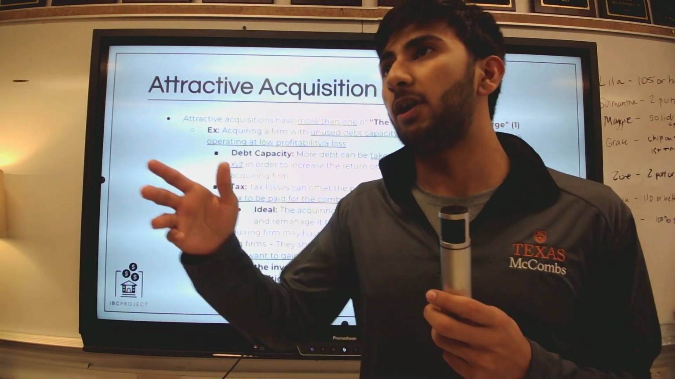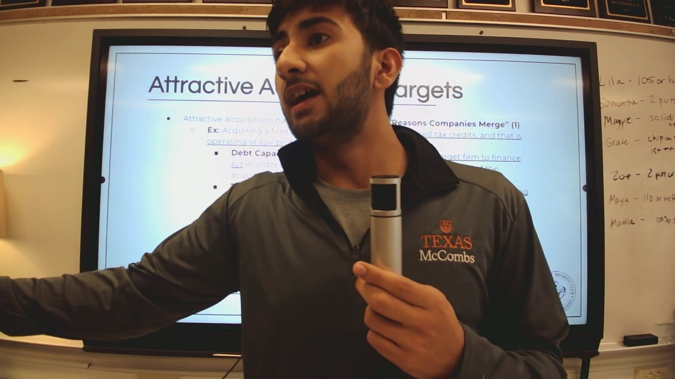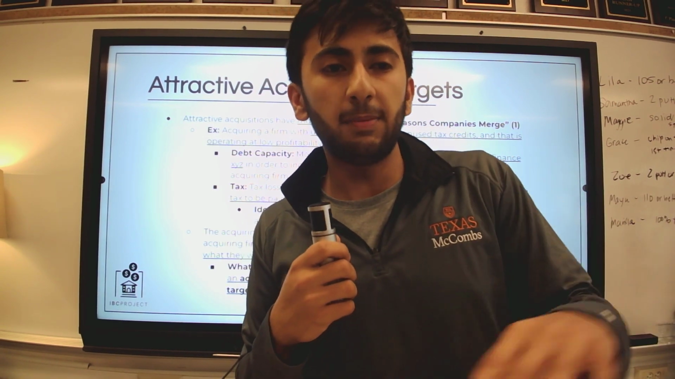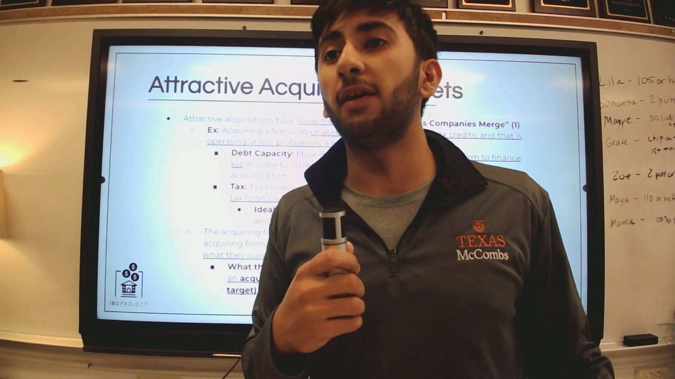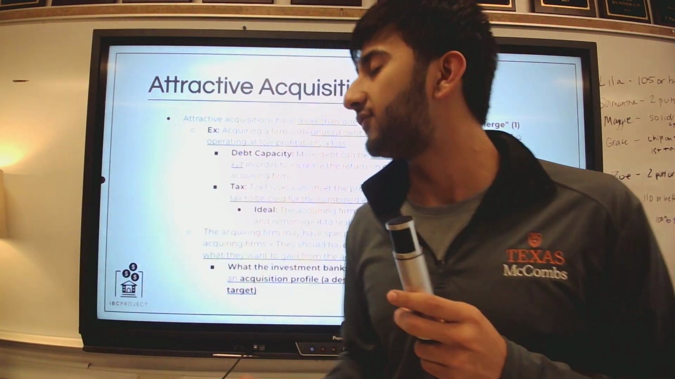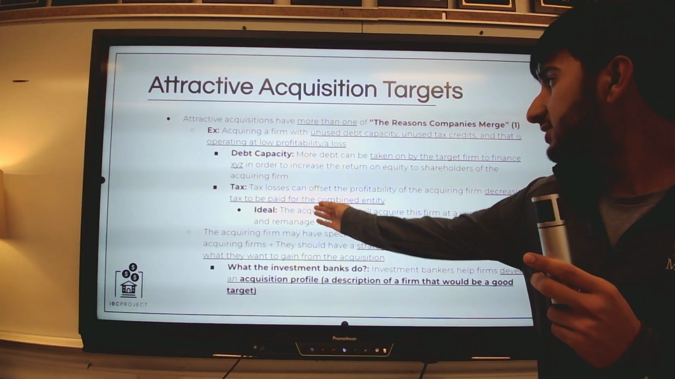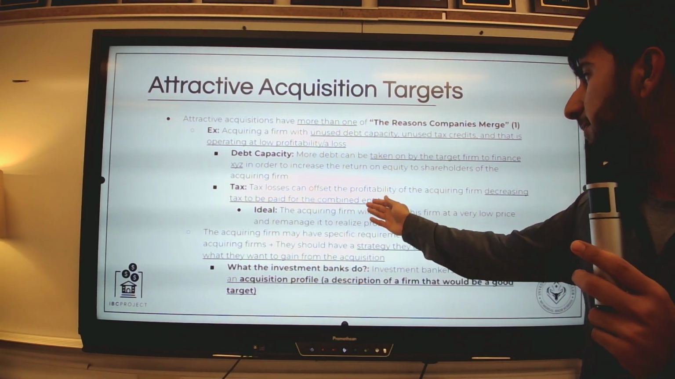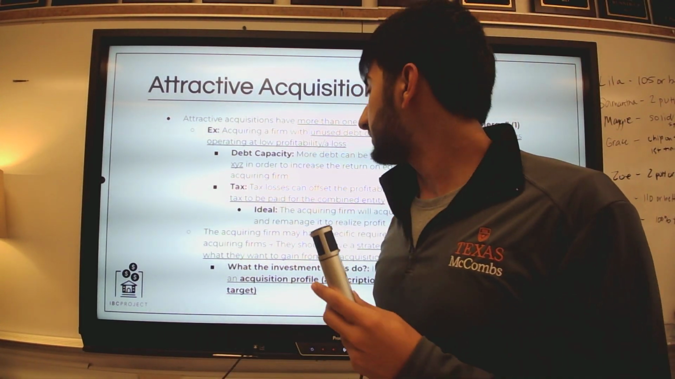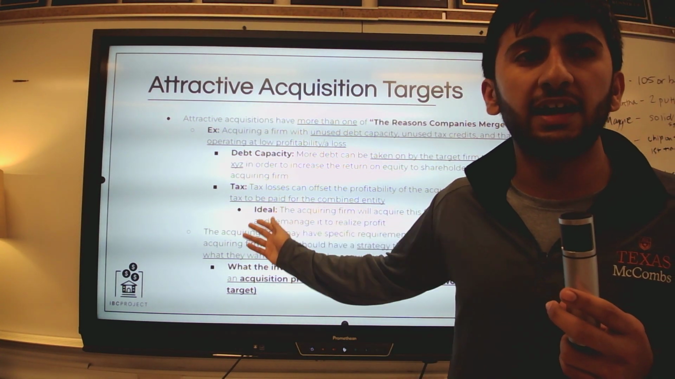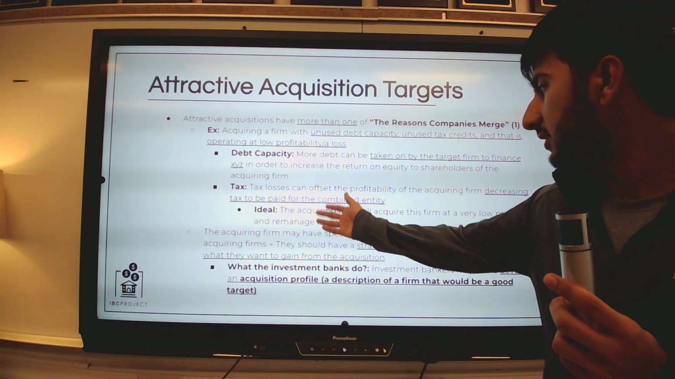So you have to think about it. Well, I don't want the company to have too much debt, but maybe I want it to pay a lot of taxes, or maybe I want it to be operating at a low profitability. A few mixes of positives and negatives in order to get the ideal price for that company. So tax losses can offset the profitability of the acquiring firm, decreasing the tax to be paid for the combined entity. That's just an important thing to note. And again, I mentioned that ideal portion. You want the lowest price for that acquired company.